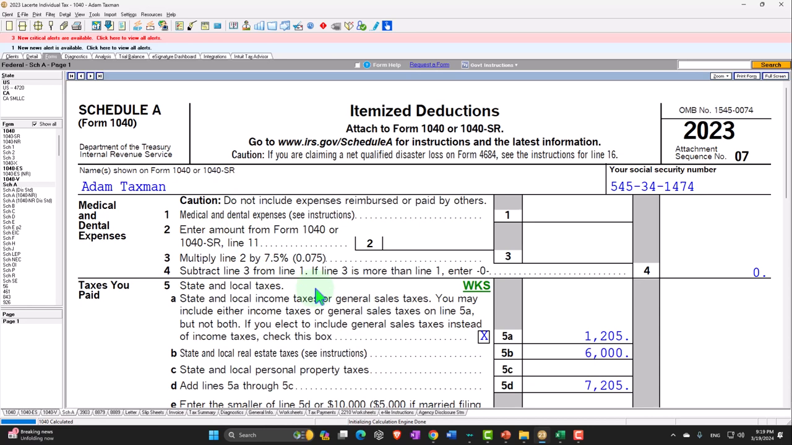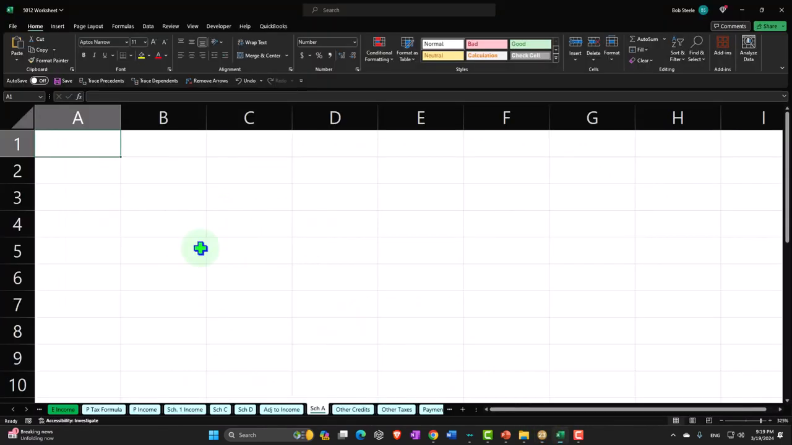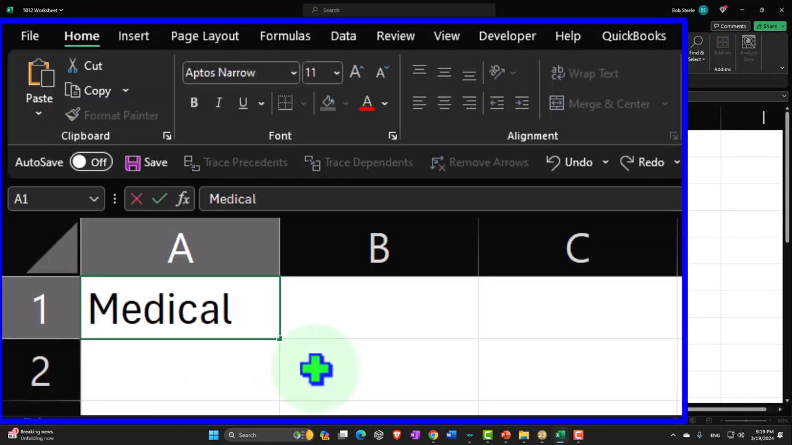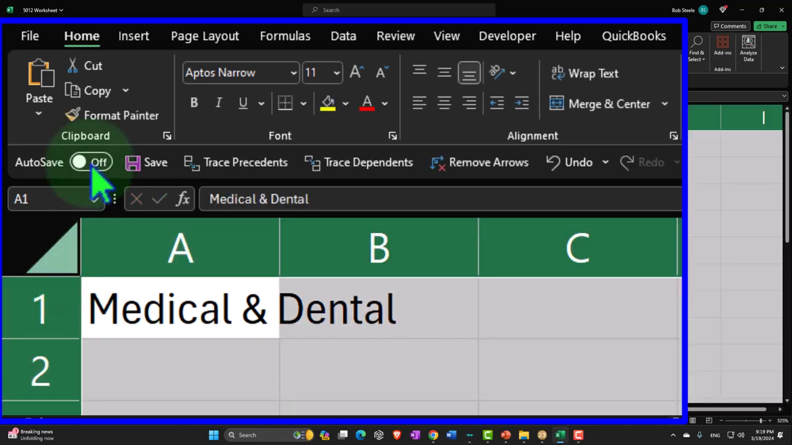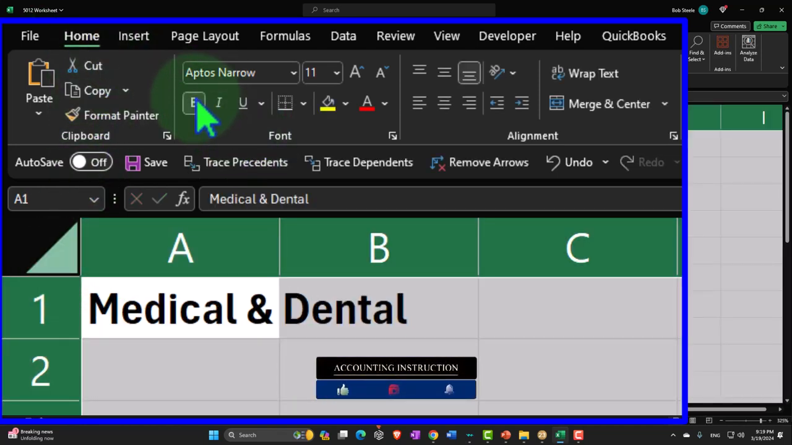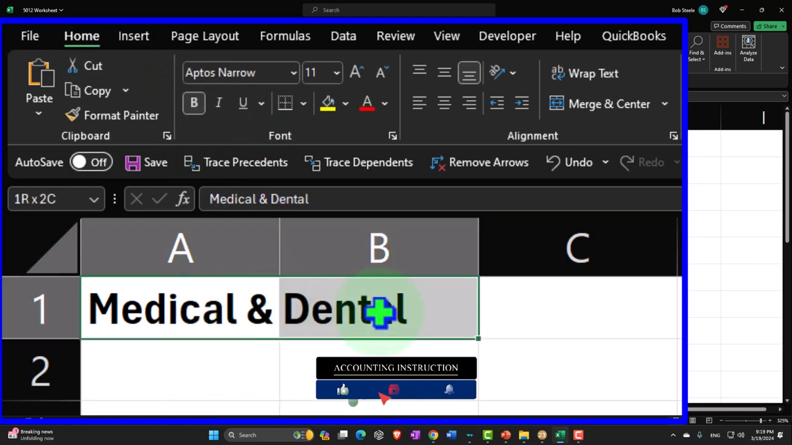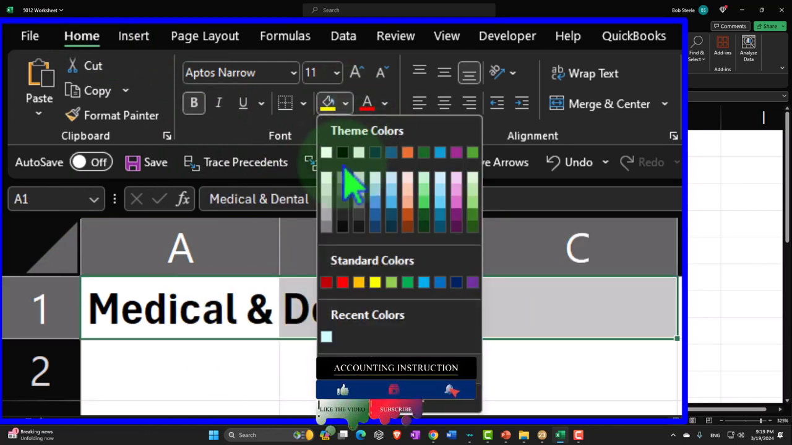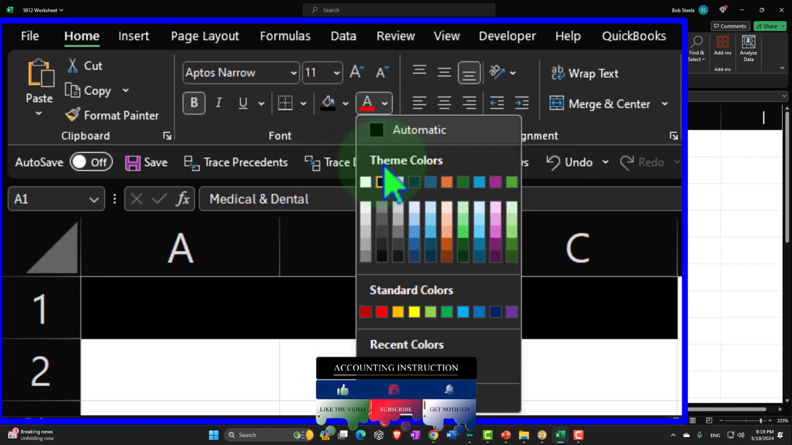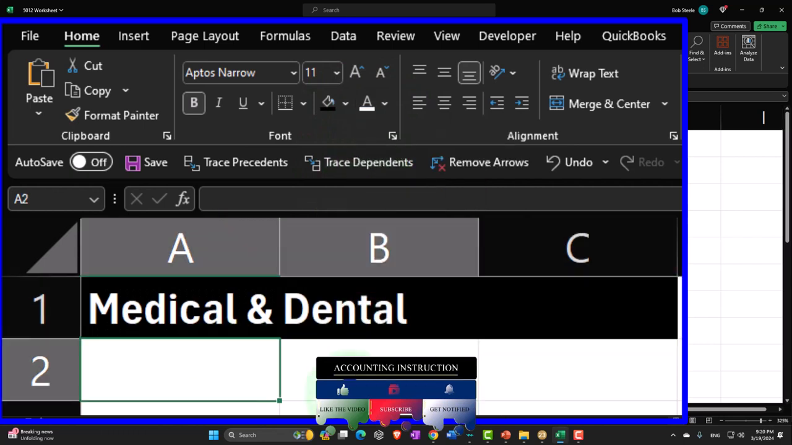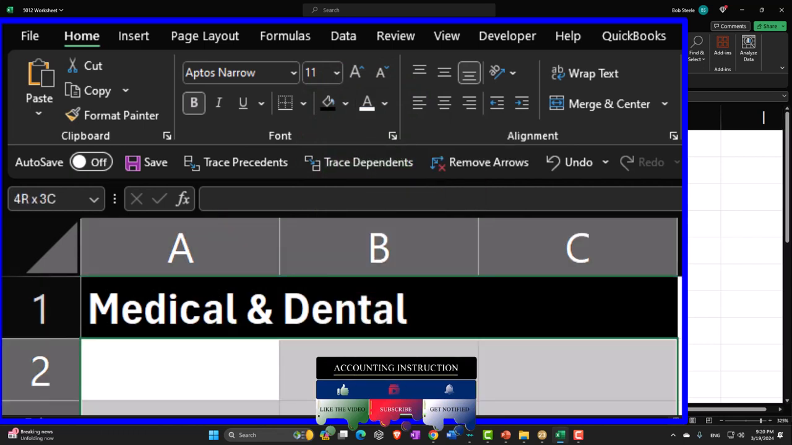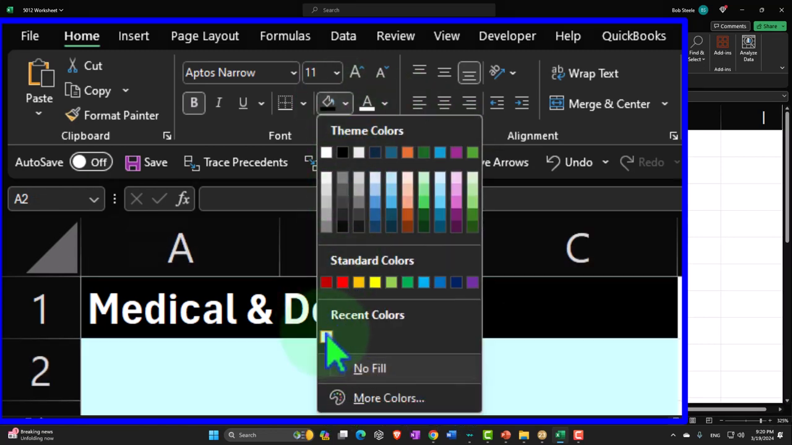We've got the medical and dental. Probably spell these wrong. So medical and dental. I'm going to select the whole thing. Home tab, font group, bold it. And then I'll make this black and white. Let's make it black and white. And I'll put some blue underneath it, like maybe that much space, and we'll get into that more later.